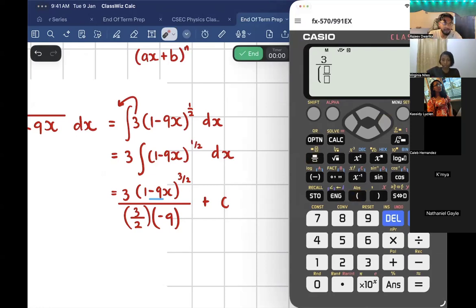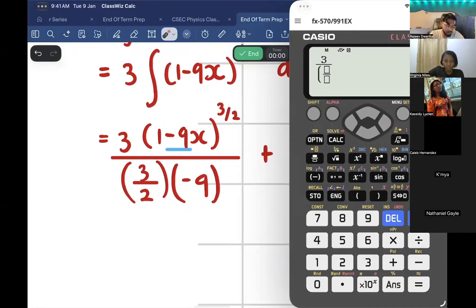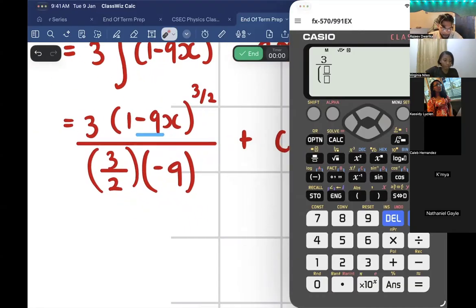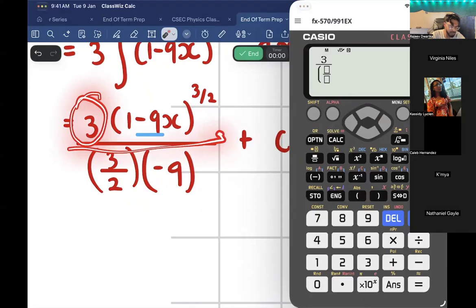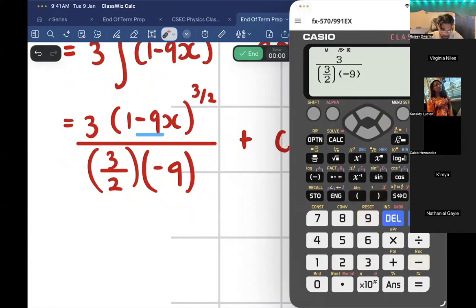What do you think I'm going to put there for the fraction? What do you think I'm going to put there? The denominator. Same. So I put the 3. What next? 3 over 2 minus 9. 3 over 2. And just like that, I get the final result, which is minus 2 over 9.